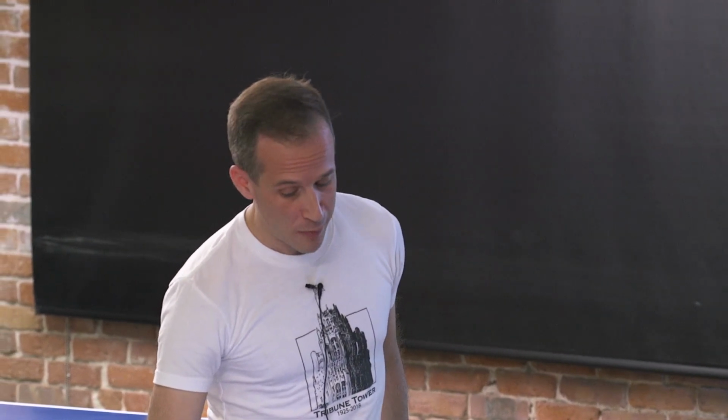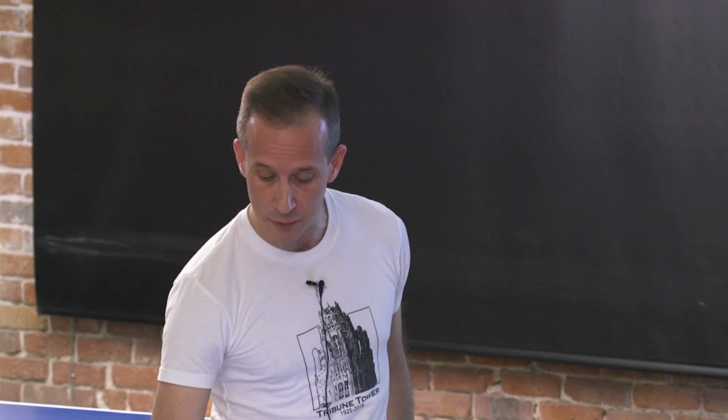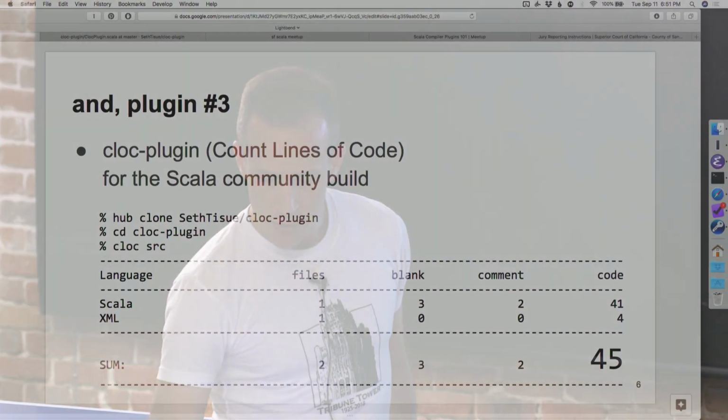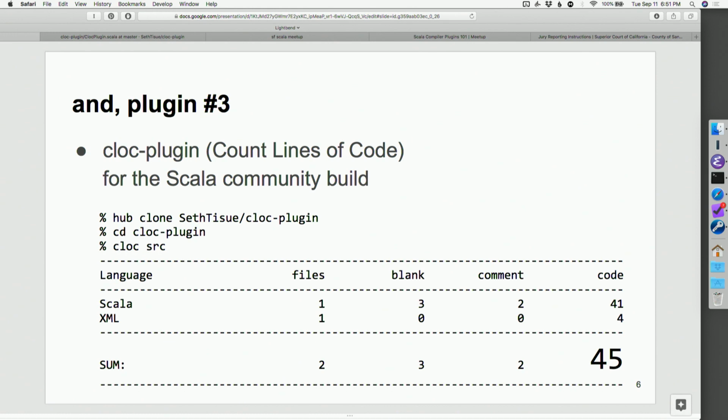So I wanted to write a blog post about the community build. I wanted to know how many lines of code were in it. So I wrote a little plugin called CLOC, and that was surprisingly easy. It turned out to be only 45 lines of code, so 41 lines of Scala, 4 lines of XML. That's a minimal example of how easy it can be to write a compiler plugin. So that's where I got the idea for the talk, and that's the code that I'll show you later on. One of two example plugins that I'll show.